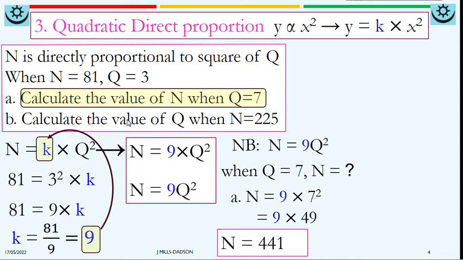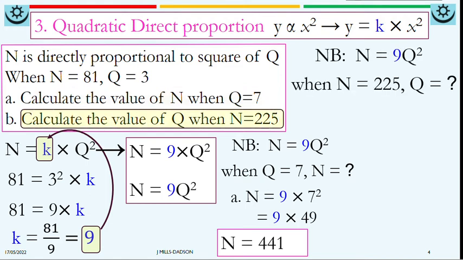Now for b, it means, given the formula n equals 9q squared, if n is 225, what will q be? So we substitute 225 in place of n. So our first equation will be 225 equals 9q squared. We solve for q by first dividing through by 9.